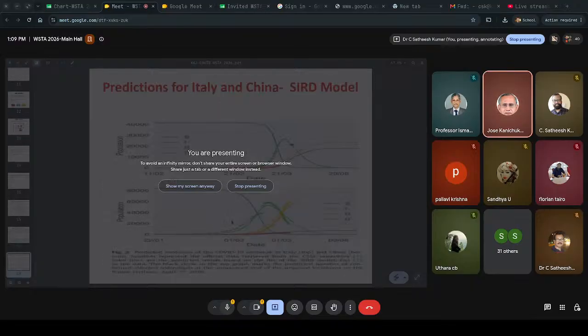Next, in Italy and China, the SIR model actually worked in this way. The first one is for the Italian population and the second is for the China population. As far as the Italian model is concerned, it increases, then comes down by 29.8, 2021. Regarding the Chinese model, it is also somewhat the same way.